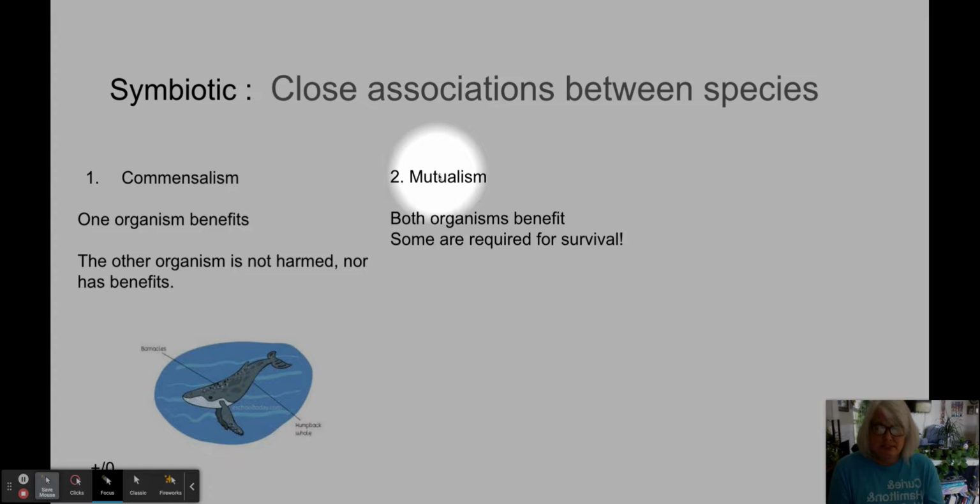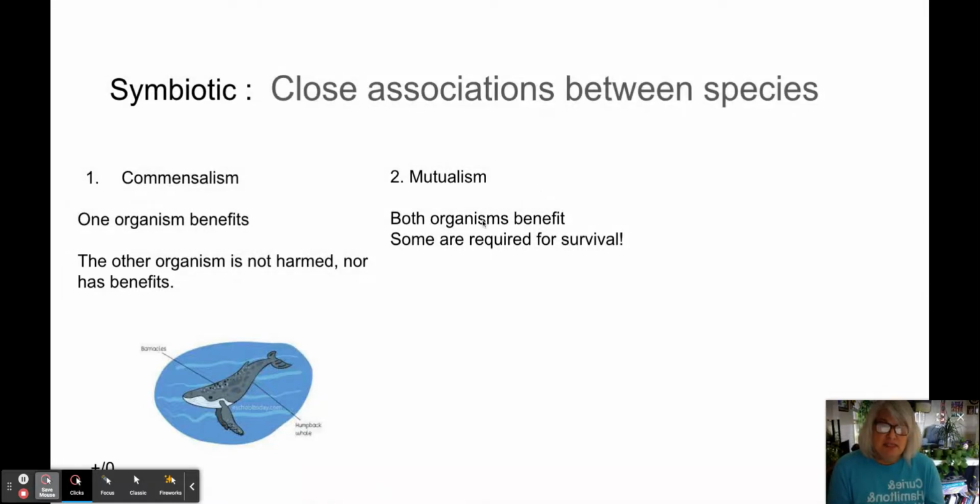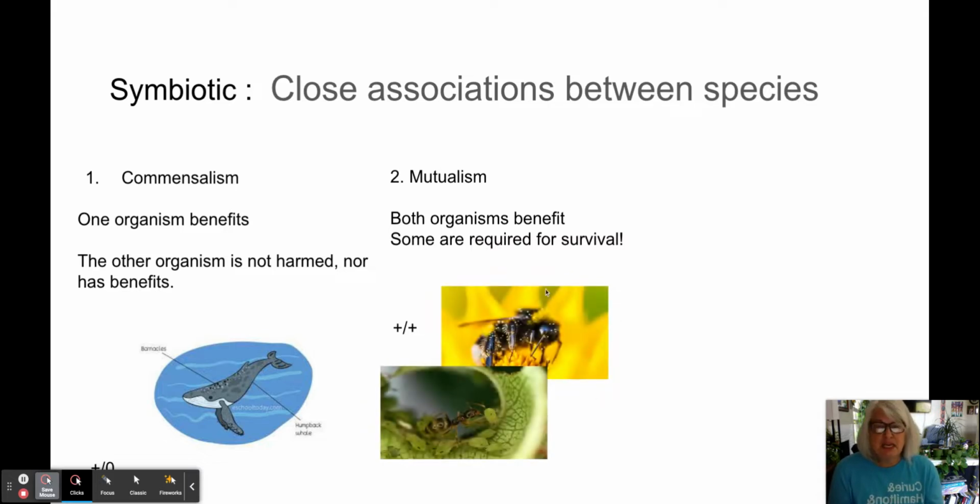Okay, mutualism is the next one. This one, just think about mutual, right? Like mutual respect. Basically, both are going to benefit. Now, in some cases, they're actually required for survival, this relationship. So plus plus. Here's a couple examples. Here's a bee, and it's pollinating a flower.